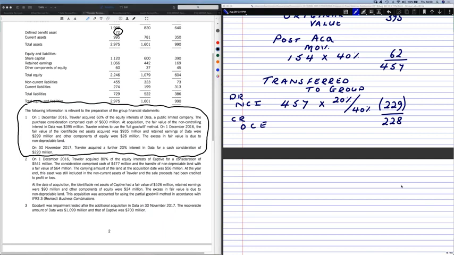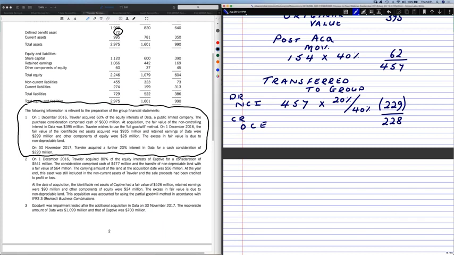Now, please remember this. This is not presented within OCI, because if you present it within OCI, you are therefore saying it is either a gain or a loss. There is no gain or loss when you have a step up or a step down. You only have gains and losses when you gain control and when you lose control. Does that make sense, please? Okay, so the debits and credits are debit NCI, credit OCE. It is not presented within OCI.